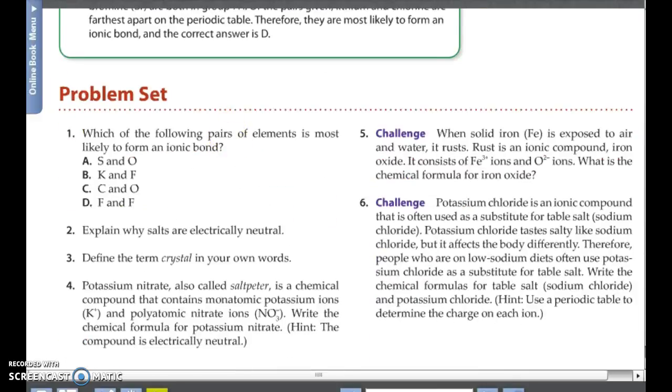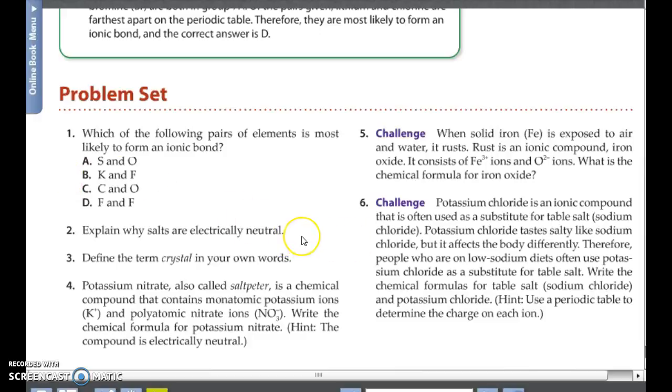All right, for our problem sets, we are supposed to do 1, 2, and 3. 1. Which of the following pairs of elements is most likely to form an ionic bond? Hit pause, get your answer. All of them listed here are nonmetals except for potassium. You need a metal and a nonmetal. So the answer is B.